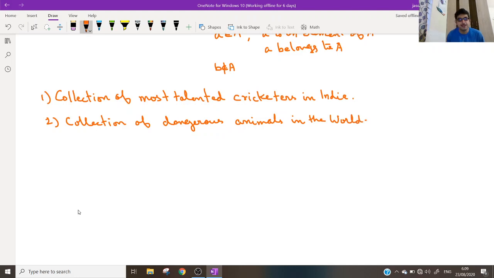Collection of dangerous animals in the world. Again, this is also not a set, because dangerous animals vary depending on the person. So we cannot clearly define what is dangerous. It varies from person to person.